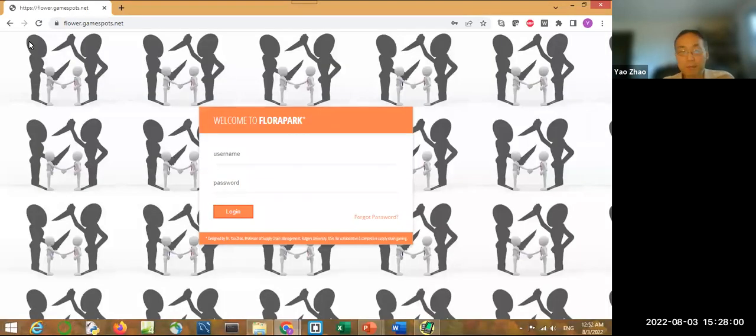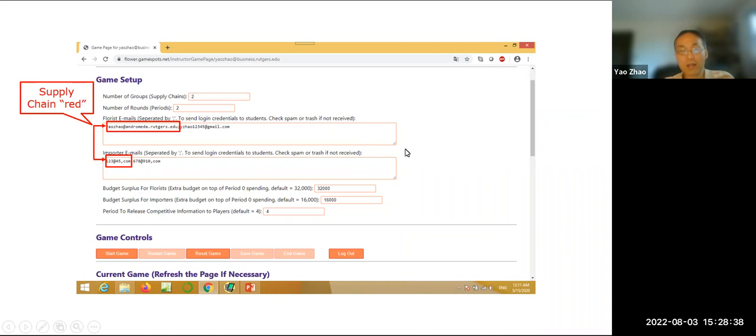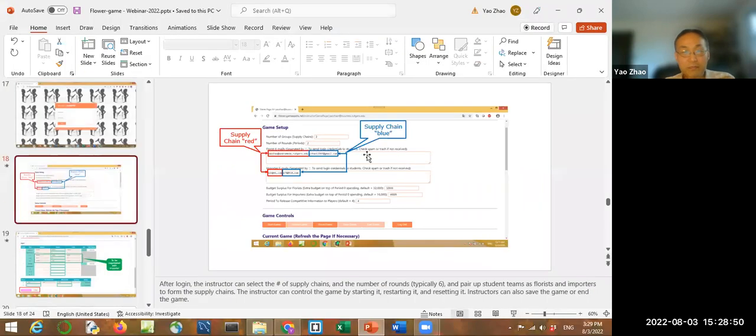All right. So, here's the game. And I would invite everybody, if you're interested, let's join us and play a few rounds. Let's see, we make some friends. Okay. And here is the game interface just before I switch. So we have two boxes here, right? We have the florists, we have the importers. How do I pair them up? By sequence, right? The first email for the florist will be supplied by the first email in the importers. So let's say this is the red supply chain, and here is the blue supply chain. So the second florist will be supplied by the second importer in this box. So any questions before getting into the game?